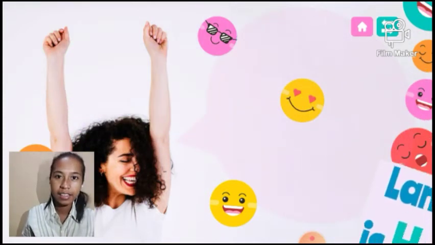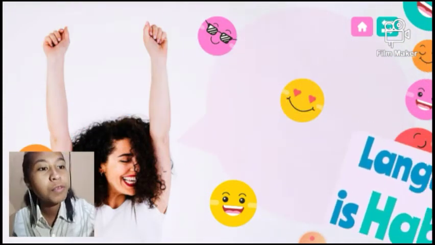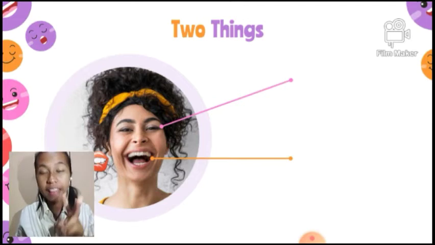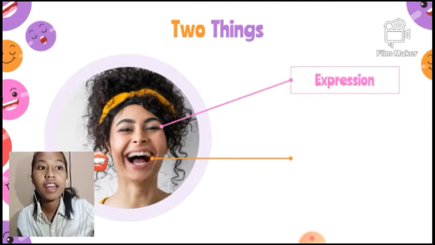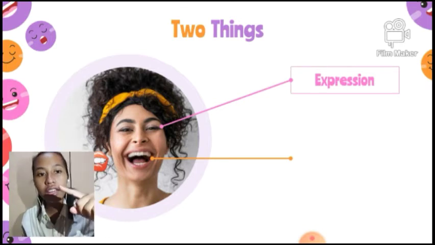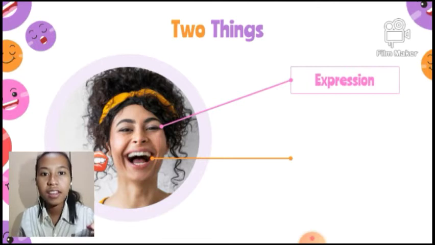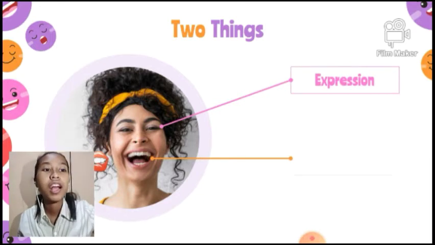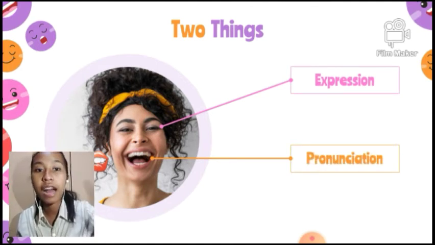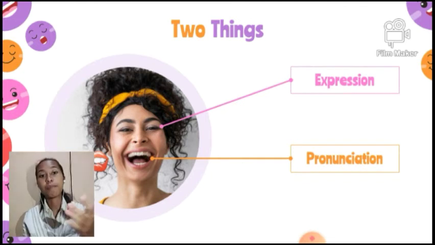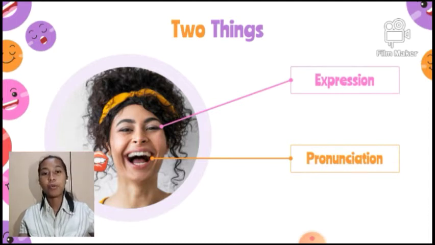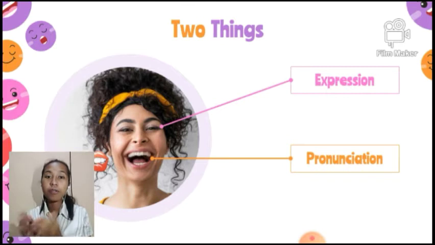Okay, let's move to the next slide. There are two more things we have to pay attention to. The first thing is expressions. Expressions are mimicry, your facial expressions. They help you when you communicate in real context conversations with your friends. Then the second thing is pronunciation. Pronunciation is an important thing. Without pronunciation, your friends don't know what you are talking about. Pronounce the words in the correct way.